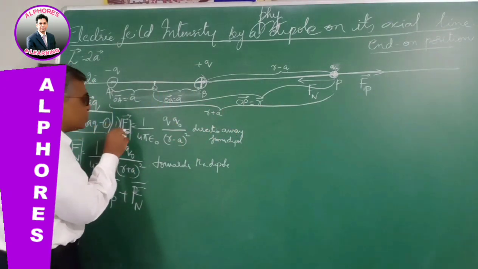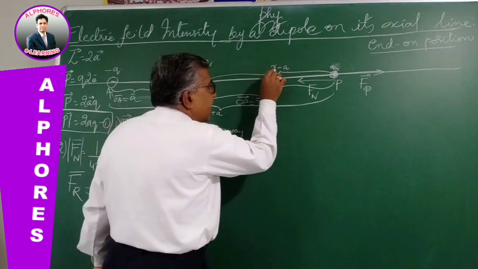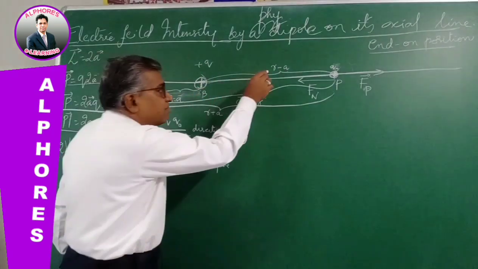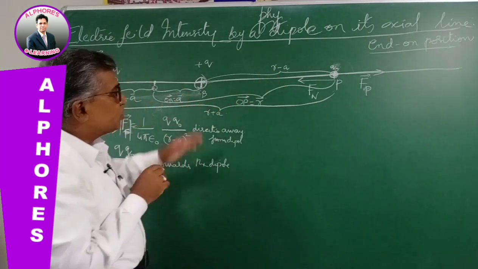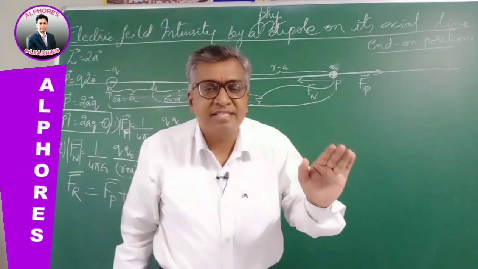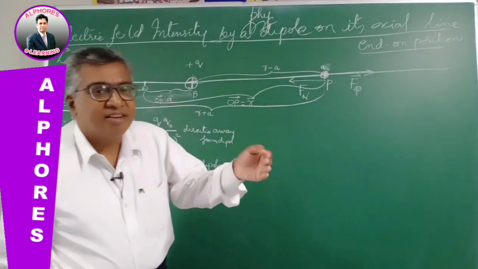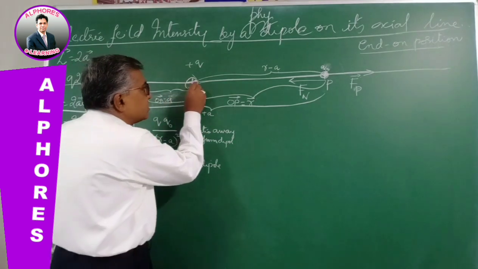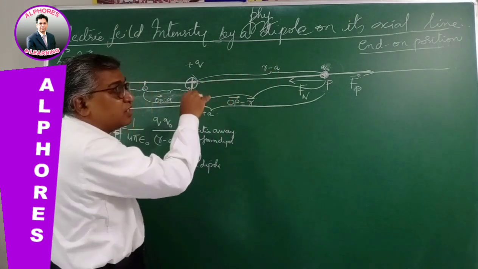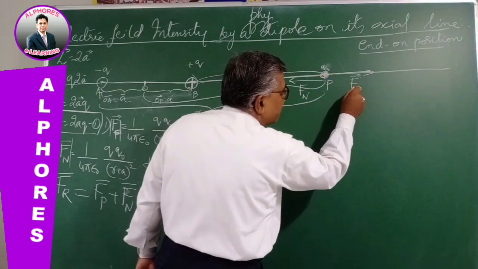Now consider the force due to positive charge. From this test charge, the positive charge is at a distance r minus a. The negative charge is at a distance r plus a. Now r minus a is less than r plus a, so the positive charge is nearer. According to Coulomb's inverse square law, force is inversely proportional to the square of the distance. As the distance is more, force will be less. If the distance is less, force is more. Now the positive charge is nearer, so the distance is less and the force due to positive charge will be more.